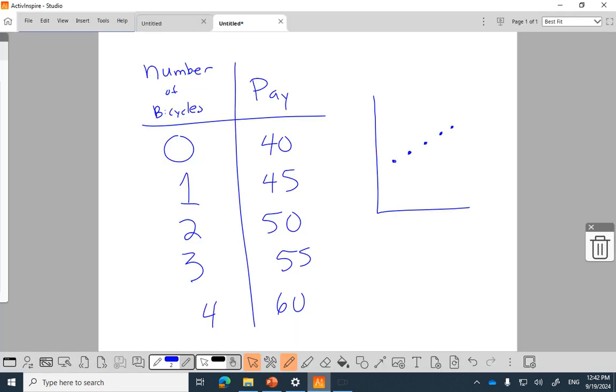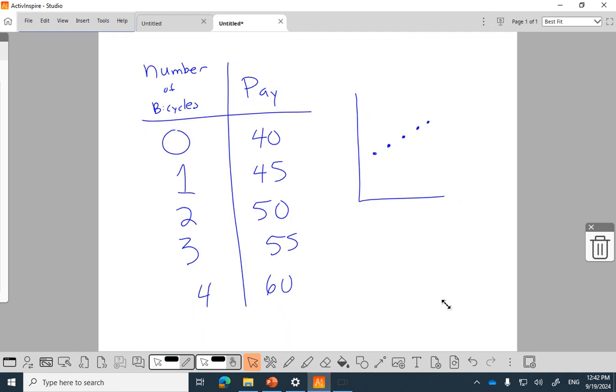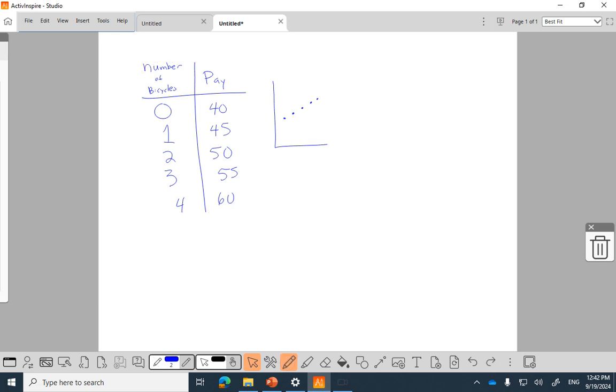I'm going to take this exact scenario. I'm going to start talking about how we could do it without the table of values. You might think the table of values is good. It is good. But if he says, I built 20 bicycles, you're not going to want to build a table of values to do it. So here we go.